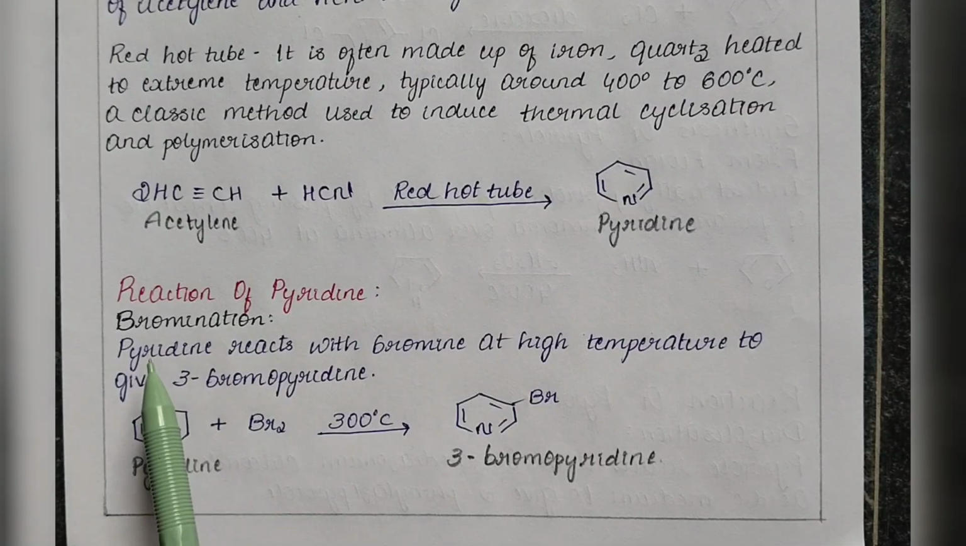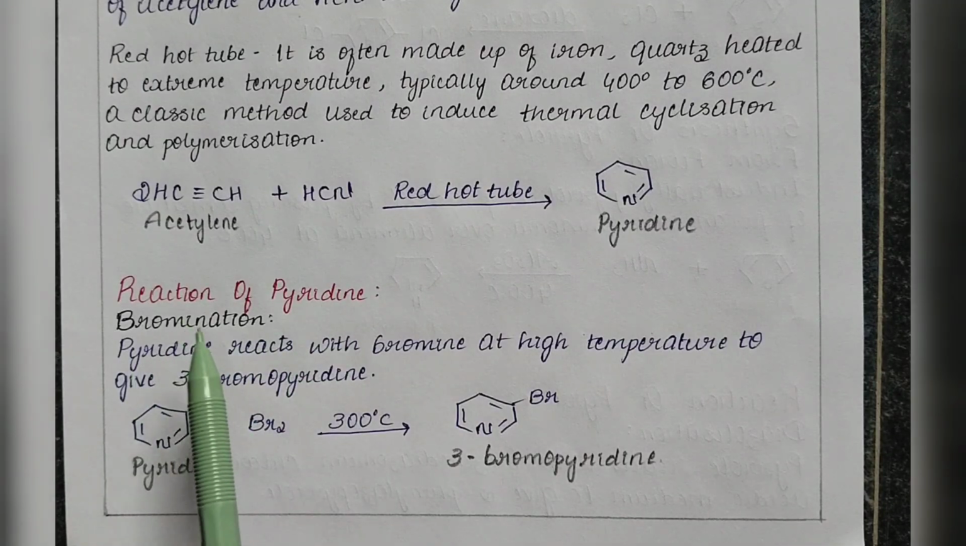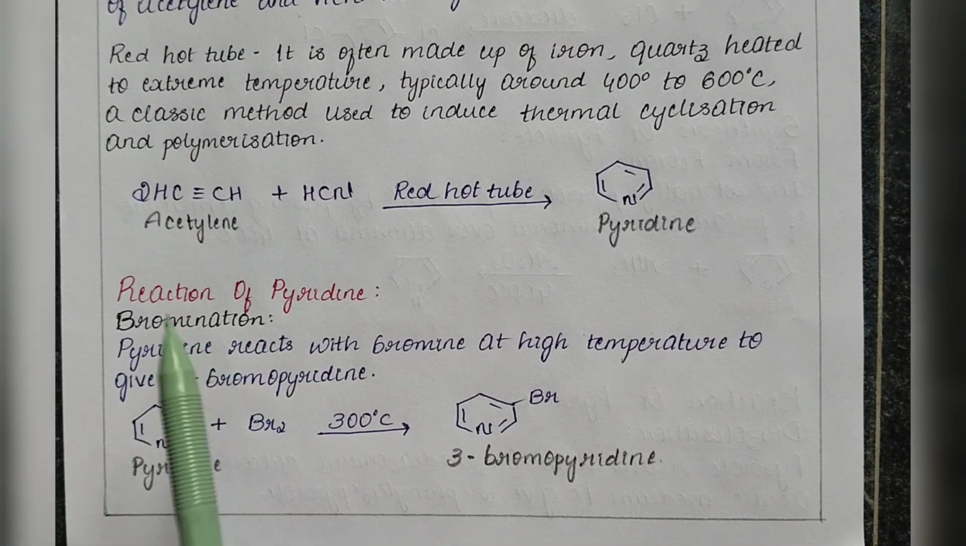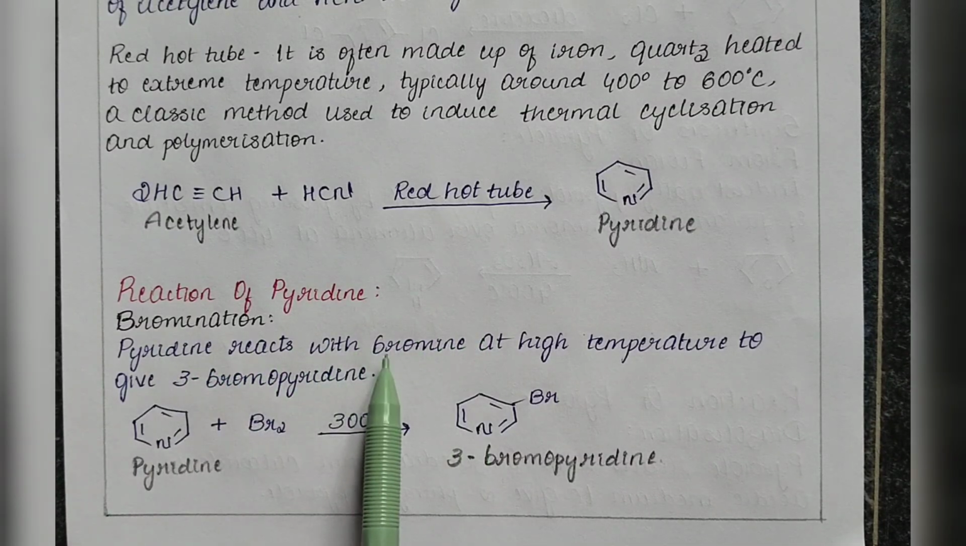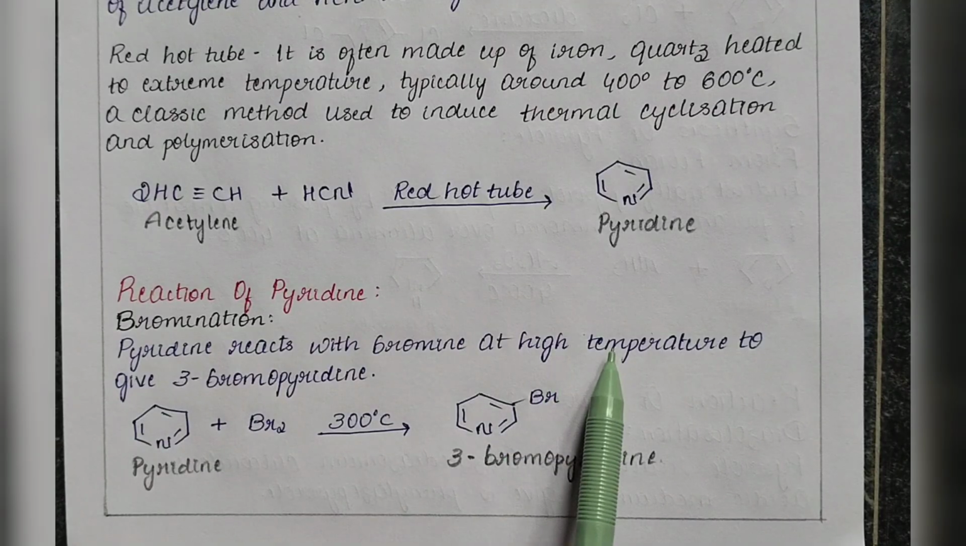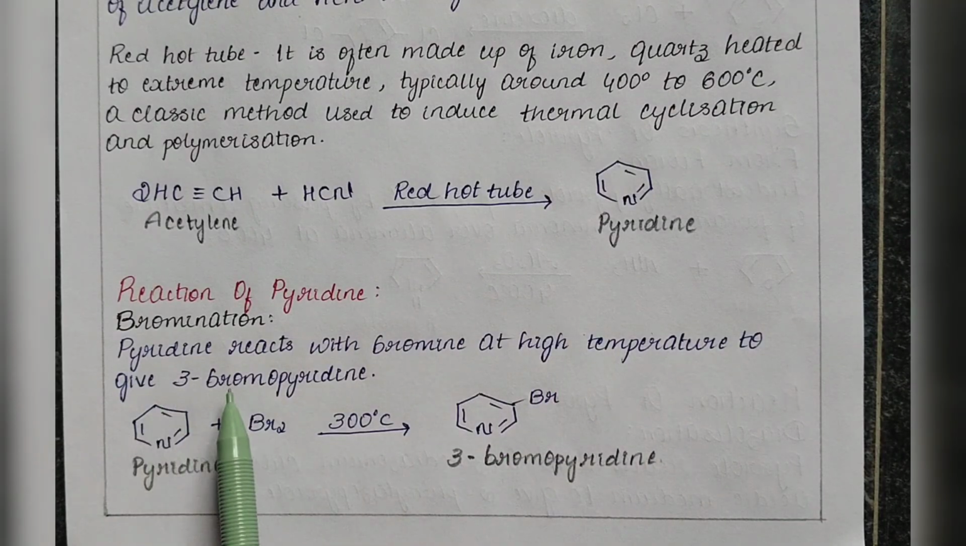Now we are going to see the reactions of pyridine. First one is bromination. As the name itself suggests, bromination is nothing but addition of bromine to the pyridine ring. So pyridine reacts with bromine at a very high temperature to give 3-bromopyridine.